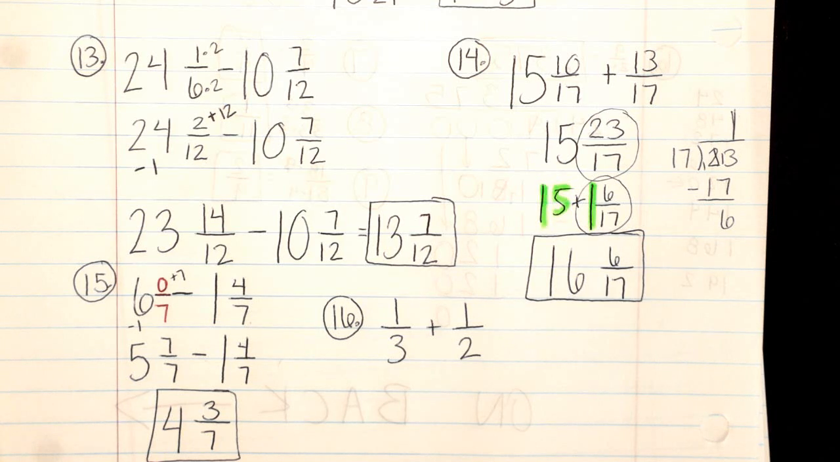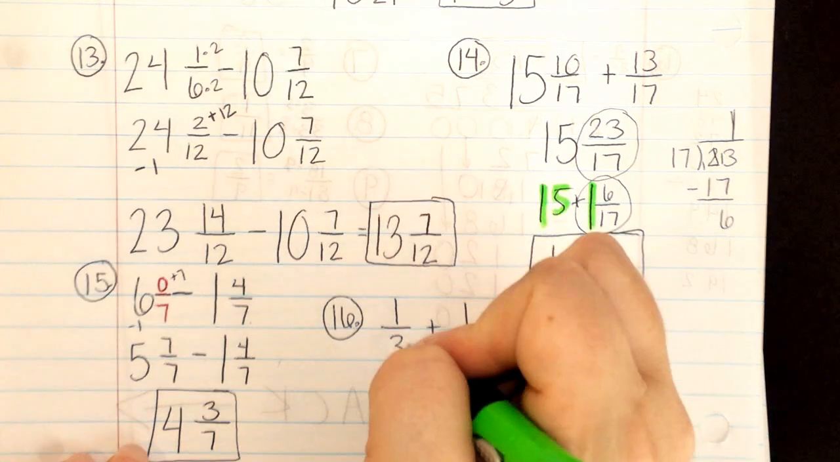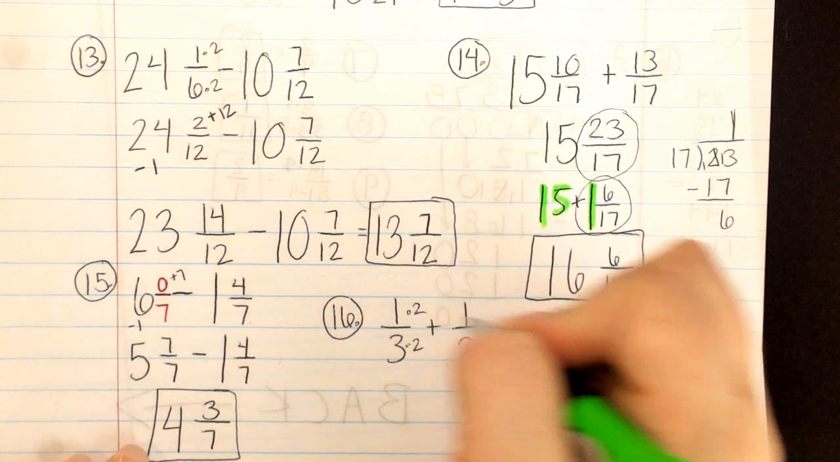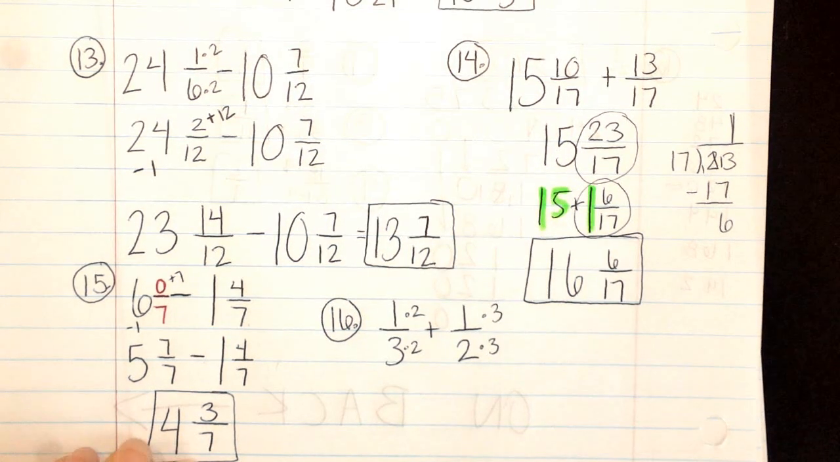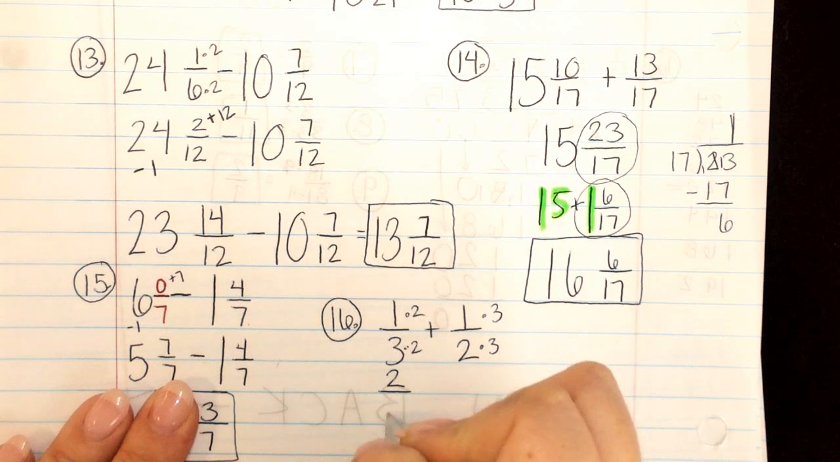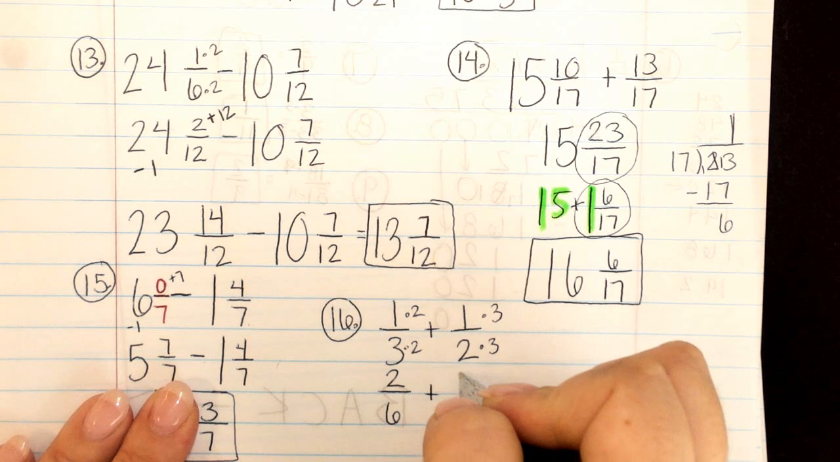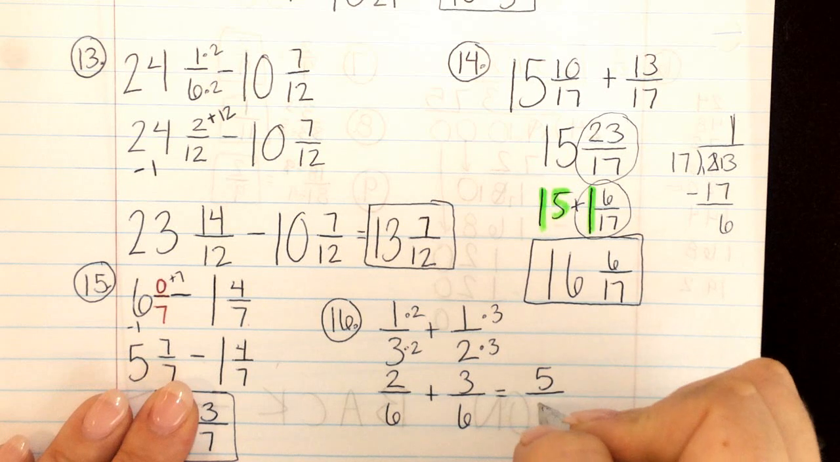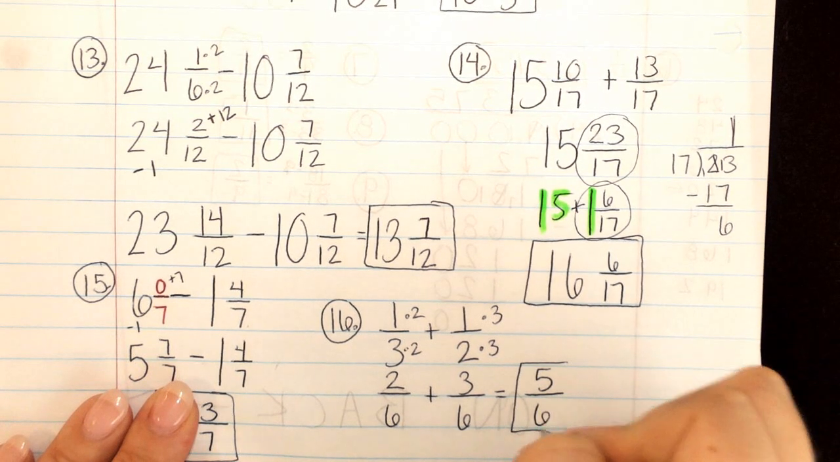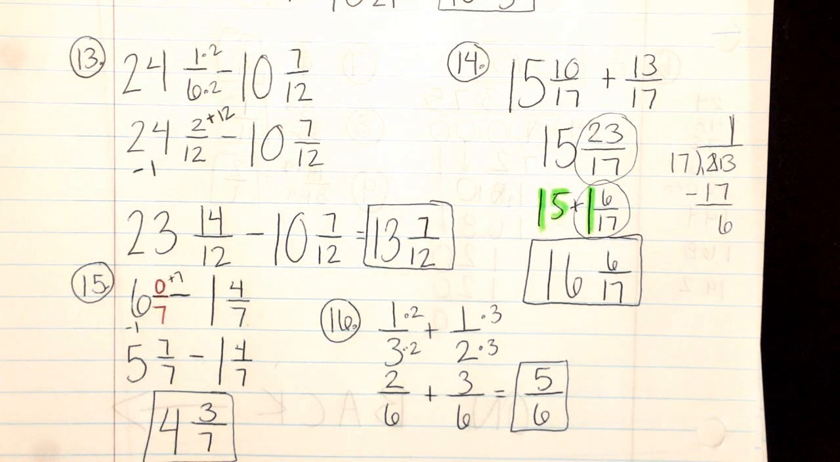1/3 plus 1/2. Can I add those right now? What is a good denominator for 3 and 2? Jessica: 6. So we're going to do 3 times 2 and the top times 2. And we're going to do 2 times 3 and the top times 3. So I get 2 over 6 plus 3 over 6, which gives me 5 over 6.